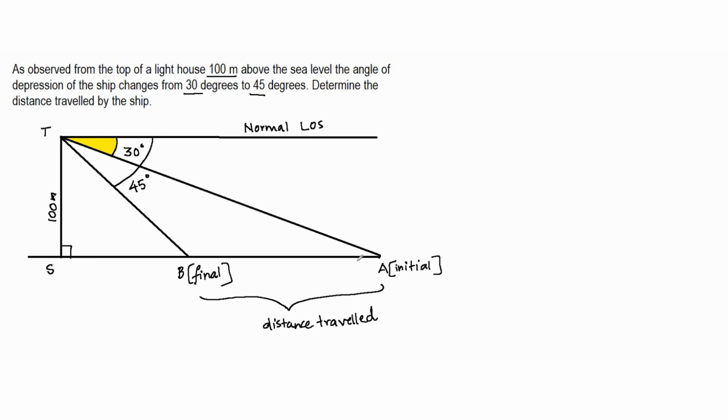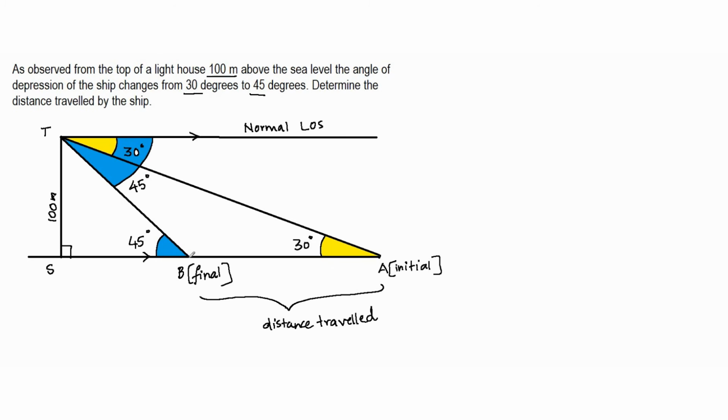is convert this angle of depression problem into an angle of elevation problem. If you think about it, the normal line of sight and the sea level are parallel to each other. Therefore, by alternate interior angles, I can mark this particular angle as 30 degrees and this particular angle as 45 degrees. So these two are the alternate interior angles. Therefore, angle A is 30 and angle B is 45.